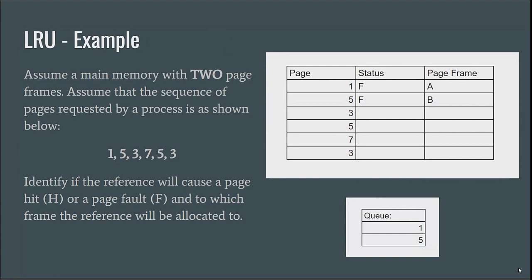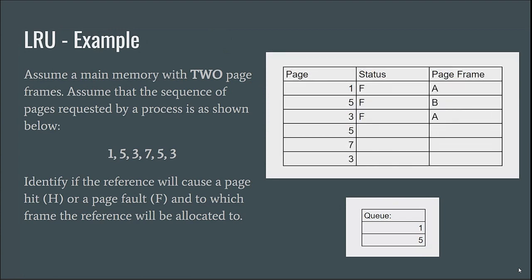This is especially important in least recently used. Really keep track of that queue. Otherwise, you'll get pretty confused. Maybe not on this example since it's short, but definitely with longer ones. So next thing is 3, right? Again, 3 doesn't exist in there, so it's a false.